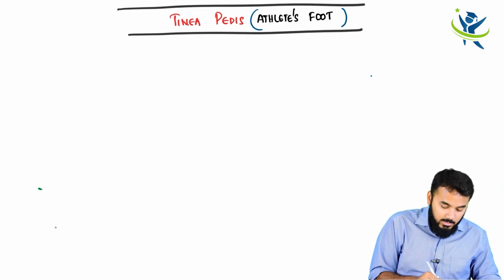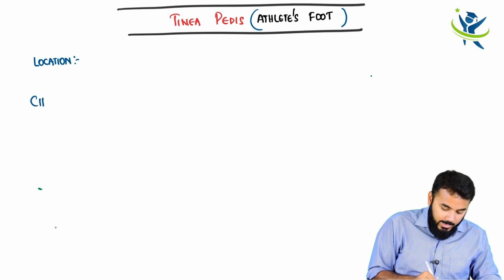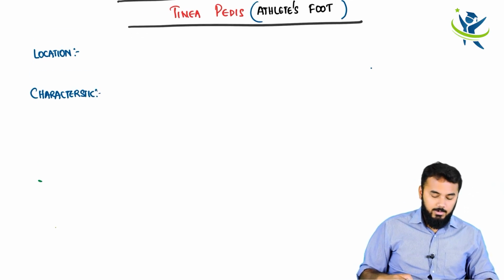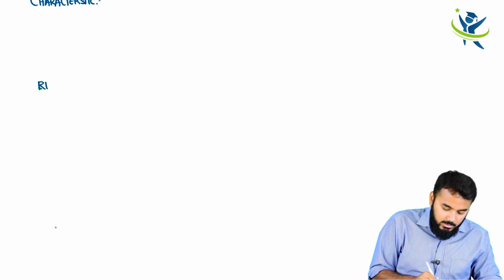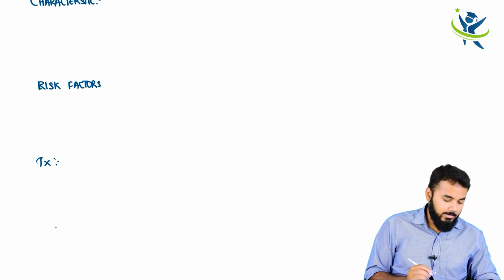Now in this Tinea Pedis also we have to discuss a few important things, as we have discussed previously. One is regarding the location: where is the lesion present, and what is the characteristic feature of the lesion? Apart from location and characteristic lesion, we should also discuss the risk factors, and finally we shall be discussing the treatment plan.